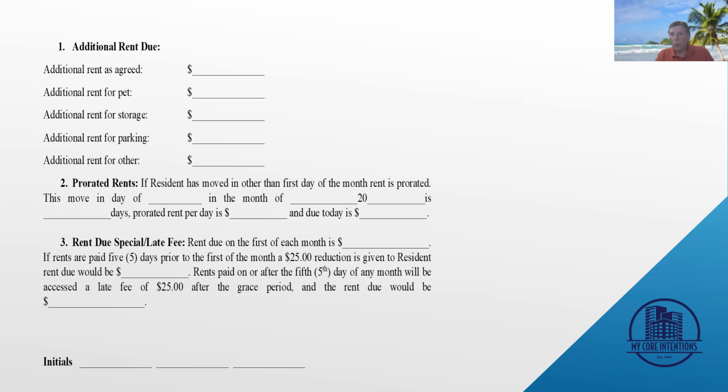Let's talk about prorating the rent. If a tenant moves in the middle of the month, we want to make sure that we are prorating that rent. So if the rent's $1,000, they move in the middle of the month, they're going to give you $500 for the rest of that month, correct?